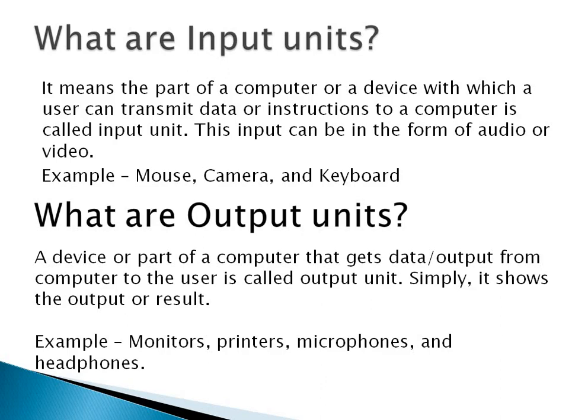What are the output units? A device or part of a computer that gets data or output from the computer to the user is called output unit. Simply, it shows the output or result. For example, monitors, printers, microphones and headphones. Whatever you do, the output is received to the monitors, printers or microphones. So these are called output units.